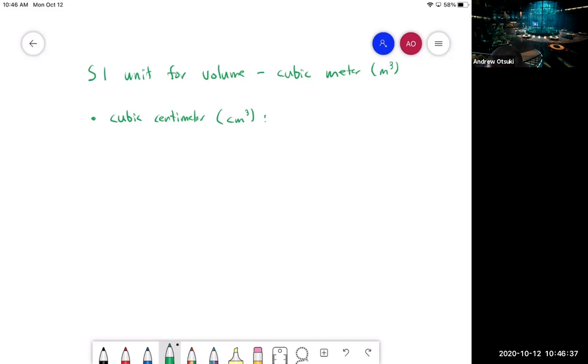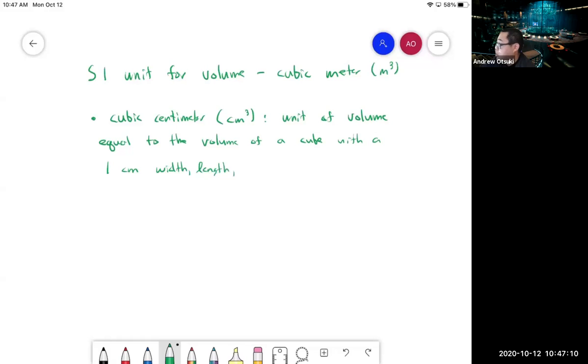A unit of volume equal to the volume of a cube with a 1 centimeter width, length, and height.